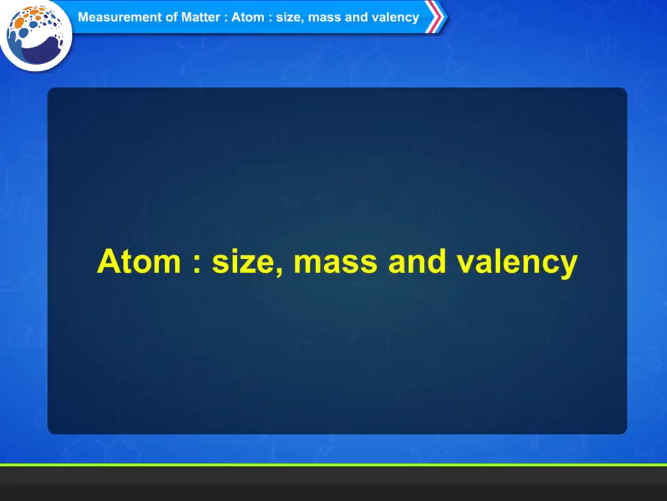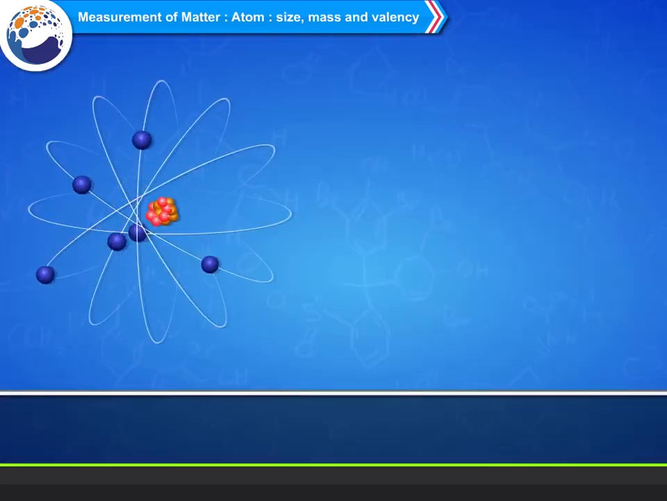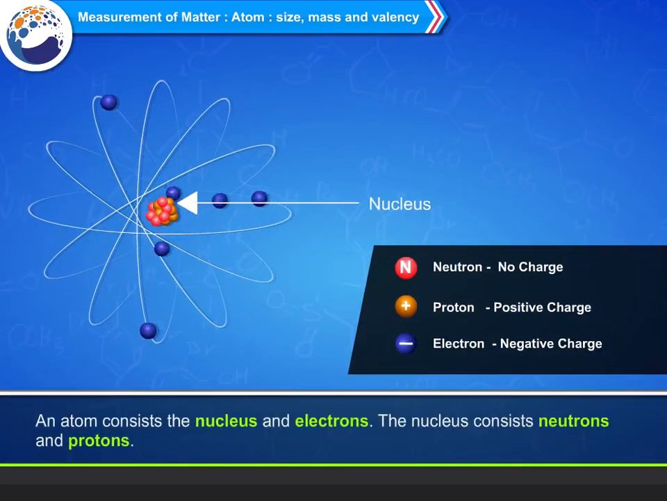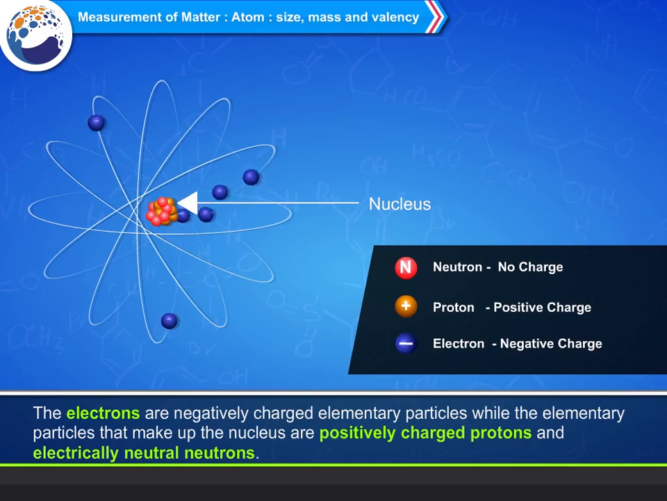Atom, size, mass, and valency. An atom consists of the nucleus and electrons. The nucleus consists of neutrons and protons. The electrons are negatively charged elementary particles, while the elementary particles that make up the nucleus are positively charged protons and electrically neutral neutrons.